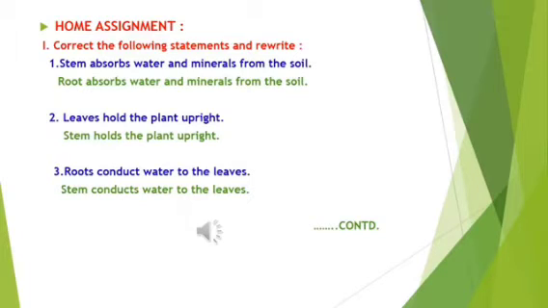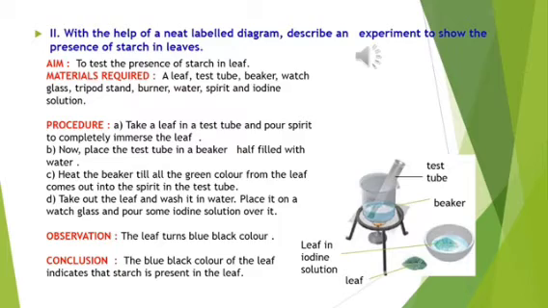Third one, roots conduct water to the leaves. Answer, stem conducts water to the leaves. Second main question, with the help of a neat labeled diagram, describe an experiment to show the presence of starch in leaves. So children, you are going to copy the entire process given here and you are going to copy the diagram also and label it.